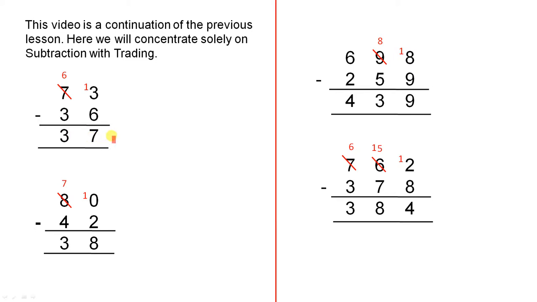Now, a very quick way to check if your answer is correct, and here's how you do it. 6 plus 7 is 13. 3 plus 3 is 6. That's a quick check.